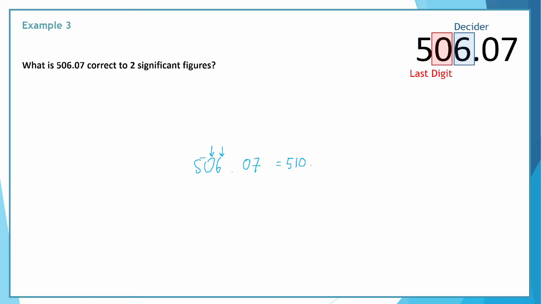And then we've got a decimal point. This is already a 0. And then the 7 also becomes a 0. And that's how we round to significant figures. So 506.07 to two significant figures is 510.00.